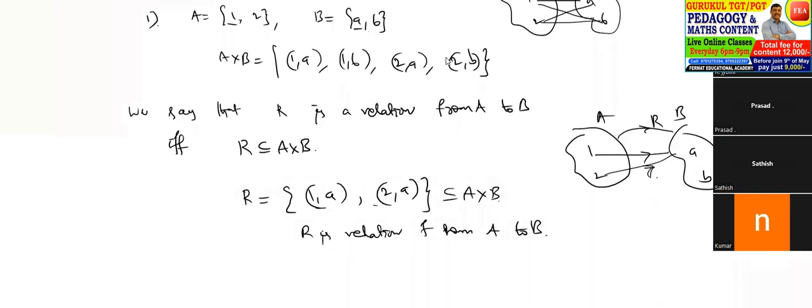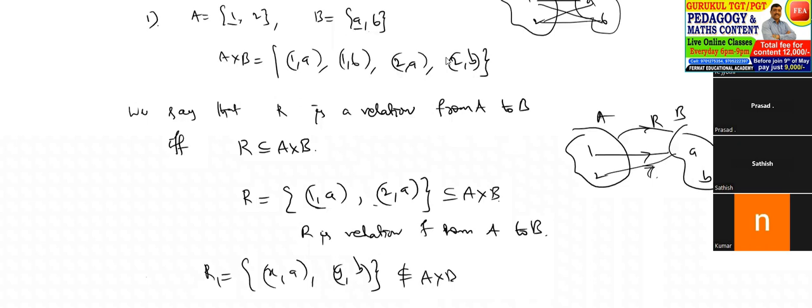Once you define a relation, we can discuss different types of relations. Suppose you take R1 equals {(x, a), (y, b)}. Is it a relation from A to B? No, because it is not a subset of A cross B, therefore it is not a relation. So this is nothing but about a relation. Next, we discuss the types of relations.